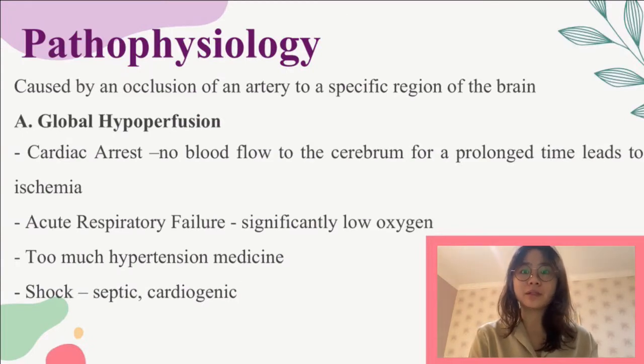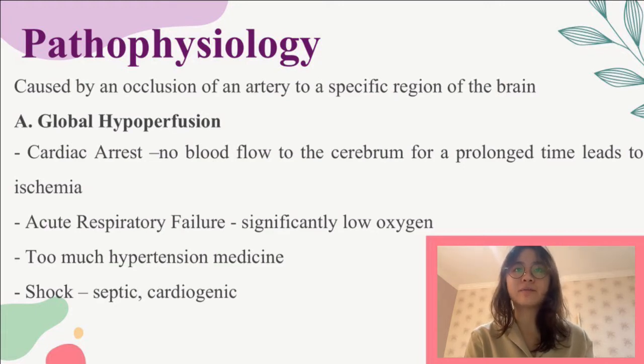Now I'm going to talk about the pathophysiology for acute ischemic stroke. So the pathophysiology can be caused by the occlusion of an artery to a specific region of the brain. The first cause can be global hypoperfusion, in which there is cardiac arrest, which causes zero cardiac output and no blood flow to the cerebrum for a long time, which leads to ischemia.